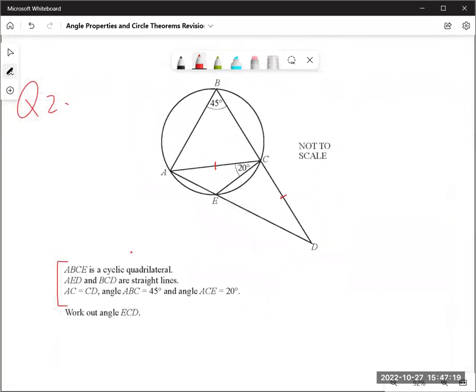ABCE is a cyclic quadrilateral. AED and BCD are straight lines. AC equals CD, angle ABC equals 45 degrees, and angle ACE equals 20 degrees. Work out angle ECD.